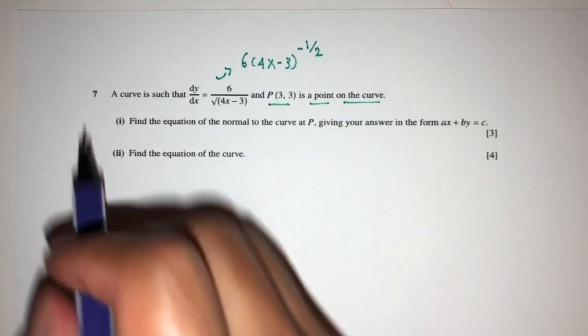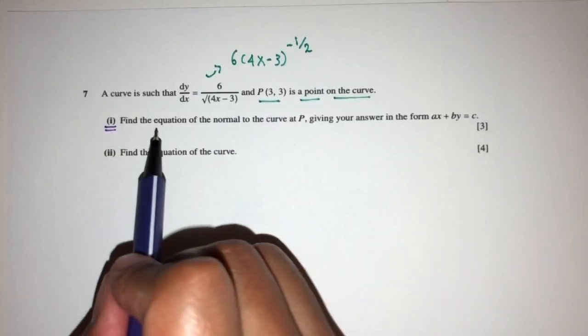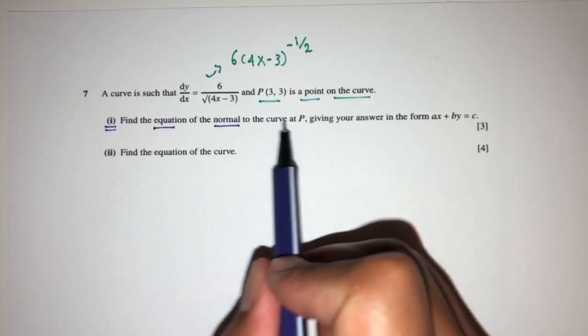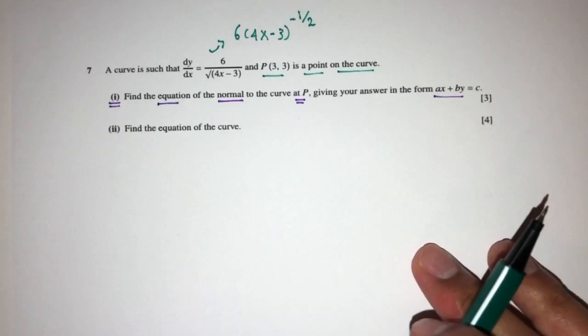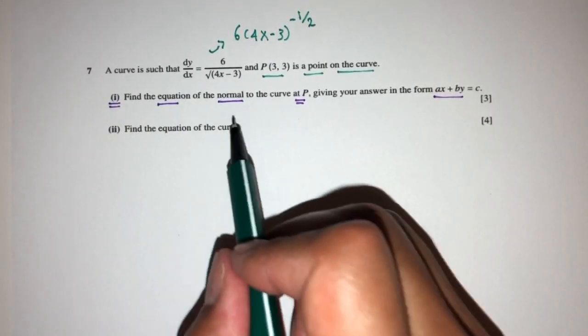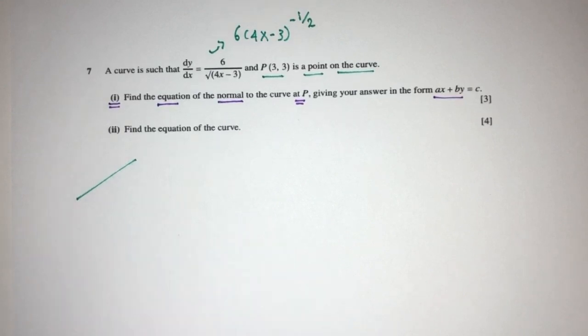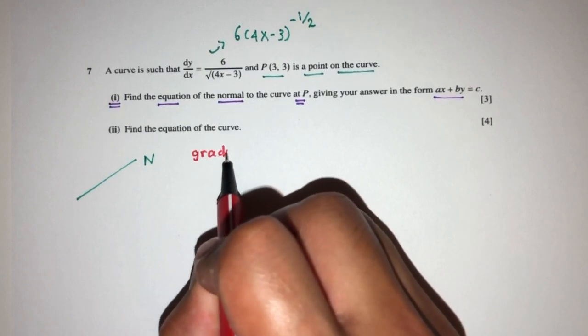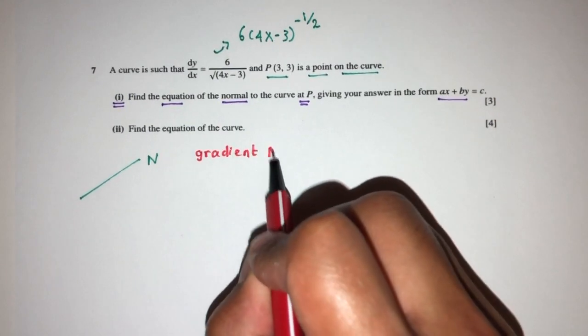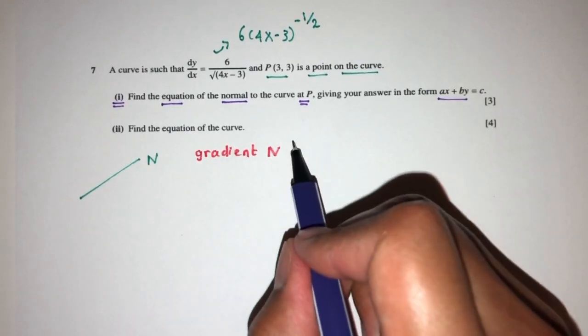Okay, great. Now for part 1, we have to find the equation of the normal to the curve at P, giving your answer in this form. Now we understand that the normal is a straight line. For example, this is the normal. Call this n. Now to find the equation of a straight line, you have to find the gradient of the straight line. So we have to find the gradient of n, right?